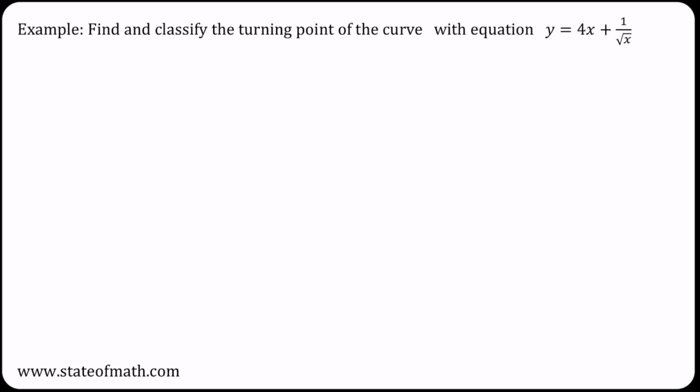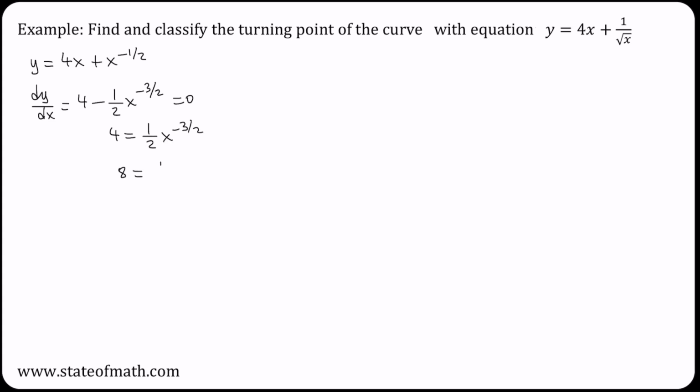In this example, we need to find and classify the turning point on the curve shown here. The first thing to do is write the expression for y in index form. So it's 4x plus x to the minus a half, which means that dy by dx will simply be 4 minus a half x to the minus 3 over 2. I set it equal to 0, so 4 is a half x to the minus 3 over 2. So 8 is 1 over x to the 3 over 2.